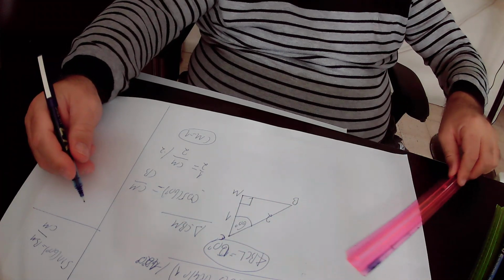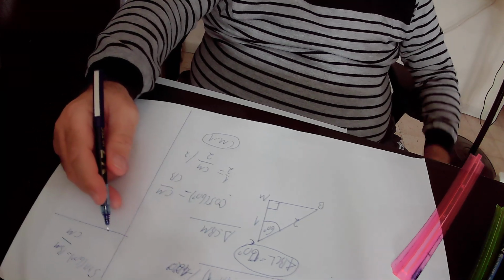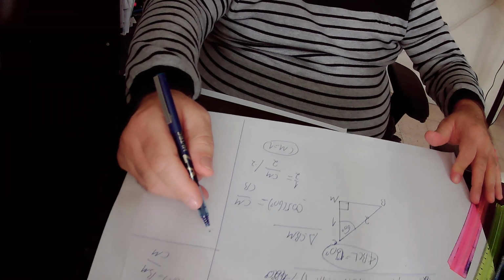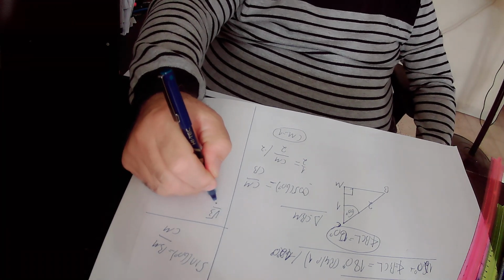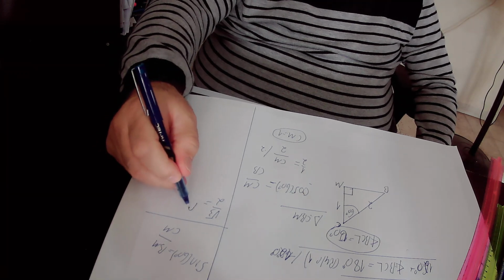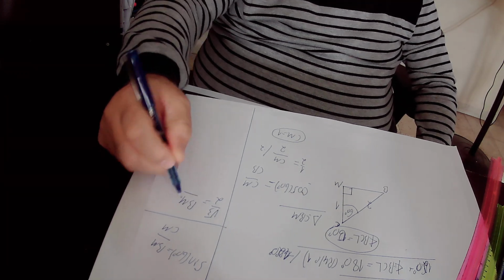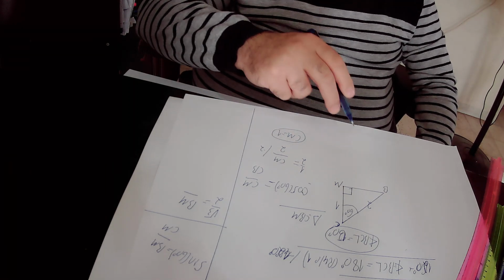Sine of 60 degrees is equal to square root of 3 over 2, so we substitute sine of 60 degrees by square root of 3 over 2. And it is equal to BM. BM is the missing side, so we leave it as it is.